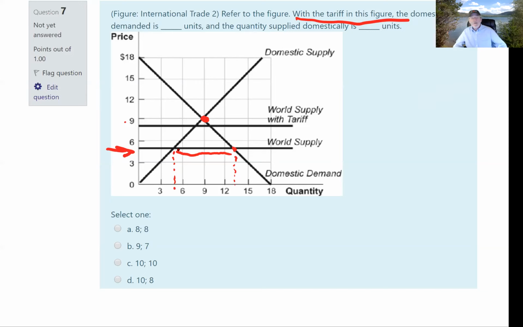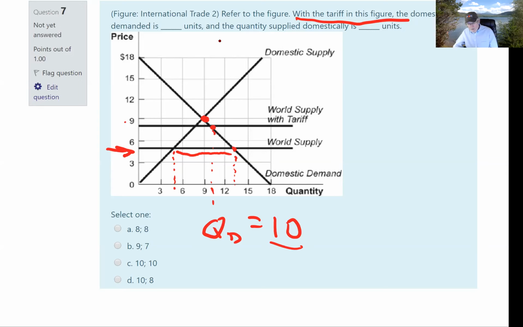How much will consumers want now with the tariff? Well, the price is going to be right here at 8. So at that price, read over to the demand curve, read down, and that is going to be the quantity demanded. And that's a little bit more than 9, so it looks like that's about 10. And let's see, we wanted to know the domestic quantity demanded. That's going to be 10.